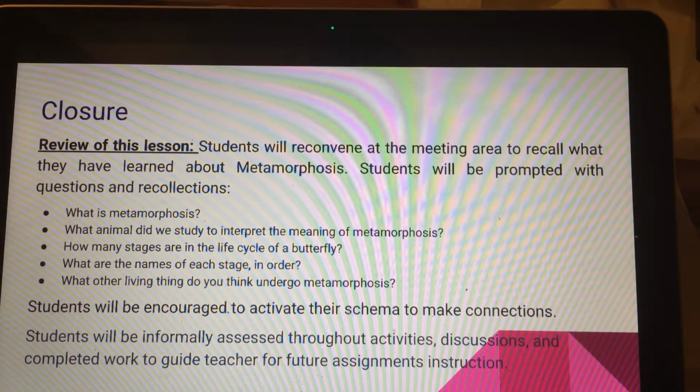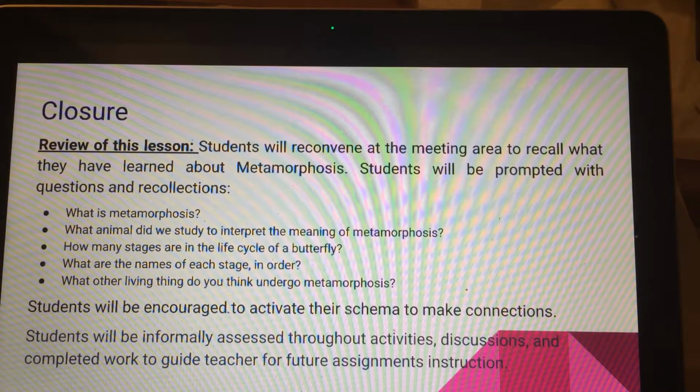As the activities come to a close, teacher and students will reconvene at the meeting area to participate in a discussion verbally recalling what they have learned about metamorphosis. Students will be encouraged to activate schema and make connections regarding the entire lesson. Teacher will then use the collected student work as informal assessments in order to plan the next lesson.